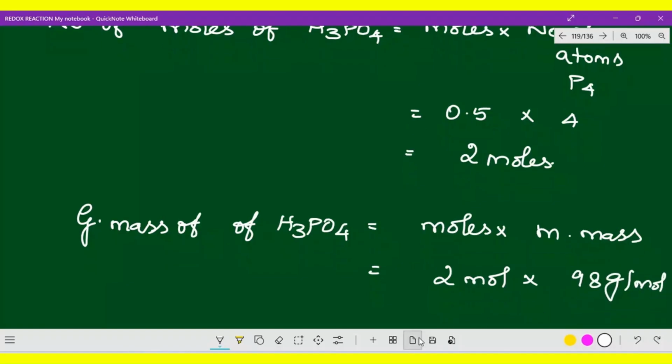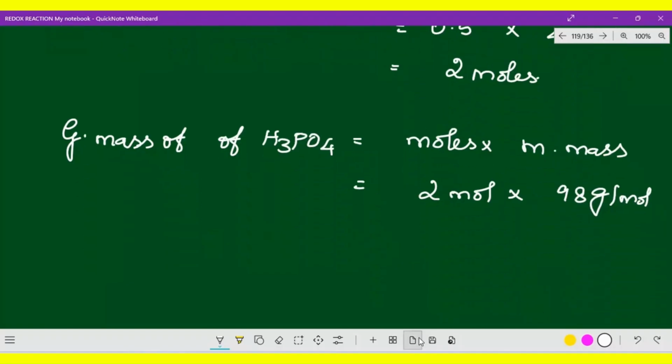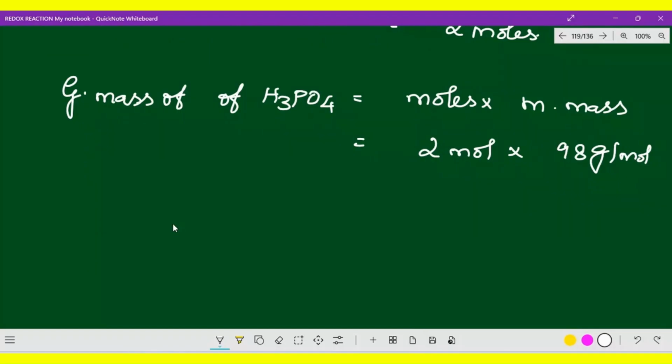See, one similarity for H2SO4 and H3PO4: both are 98 gram per mole. Please remember. So whenever we relate something, we will not forget, right? Now how much is it actually? 196 gram. This is given mass, so gram only you will be getting, not gram per mole. Gram per mole is what you get for molar mass.